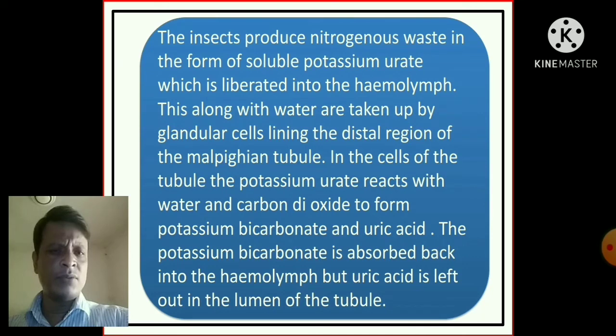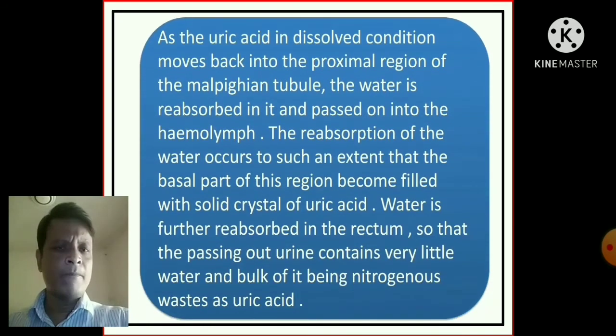This, along with water, is taken up by the glandular cells lining the distal region of the Malpighian tubule. In the cells of the tubules, the potassium urate reacts with water and carbon dioxide to form potassium bicarbonate and uric acid. The potassium bicarbonate is absorbed back into the hemolymph, but uric acid is left in the lumen of the tubule. As the uric acid in dissolved condition moves back into the proximal end of the Malpighian tubules, the water is reabsorbed from it and passed on into the hemolymph. The reabsorption of water occurs to such an extent that the basal part of these regions becomes filled with solid crystals of uric acid.